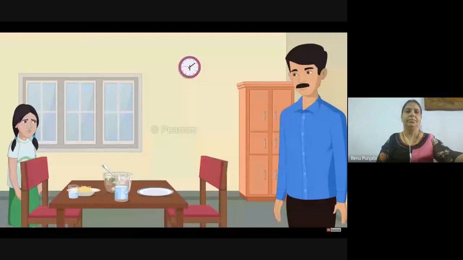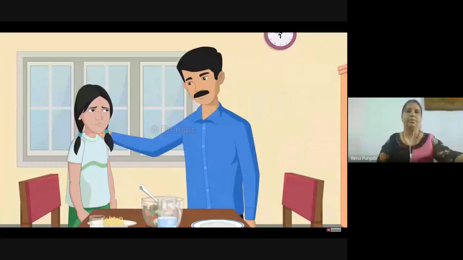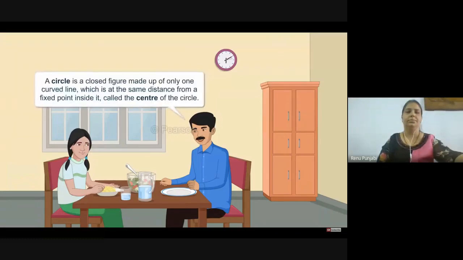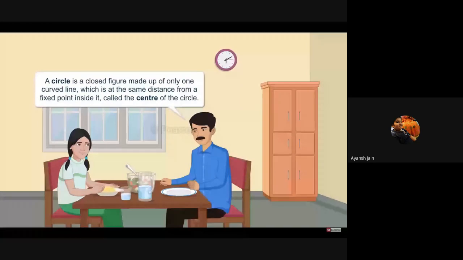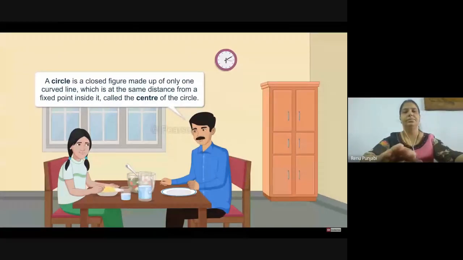When David went to the dining table, he saw that his daughter Maya looked worried. When asked for the reason, Maya told him that she has a test on circles, but she could not understand the concepts. David consoled her and told her that he will teach the concepts. Both went to the dining table and David started explaining about circles. David told that a circle is a closed figure made up of only one curved line, every point of which is at the same distance from a fixed point inside it, called the center of the circle.